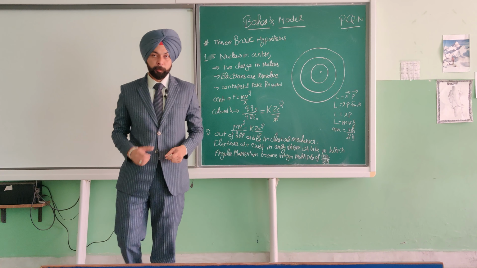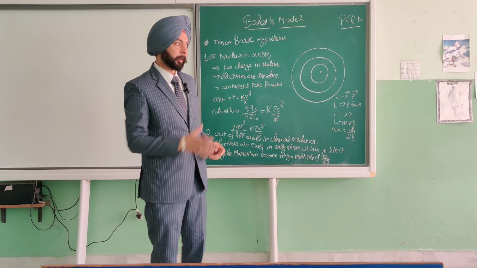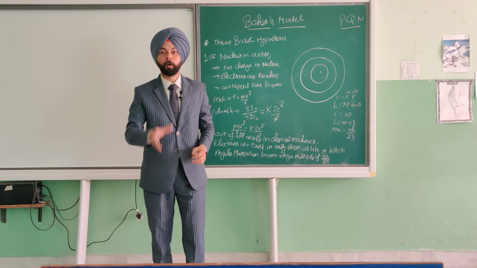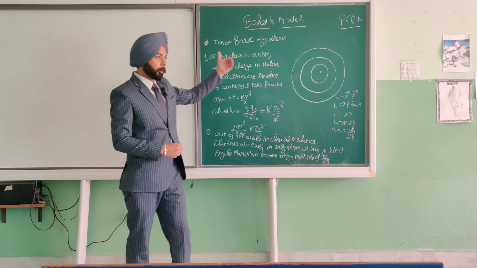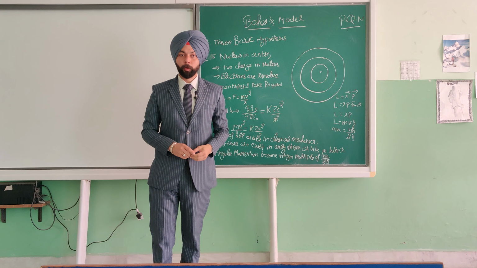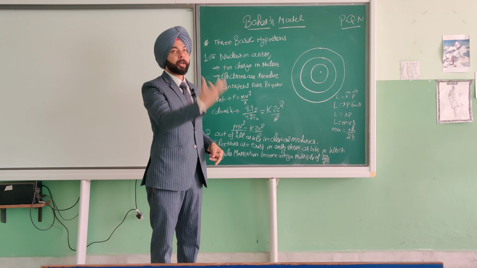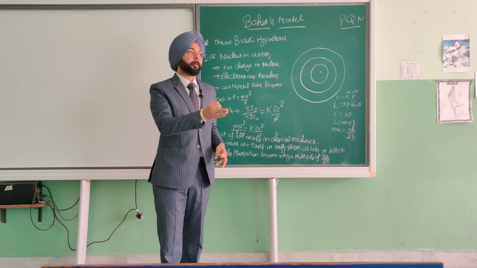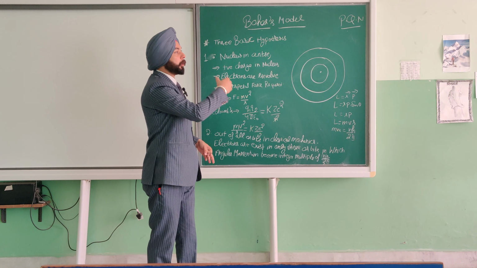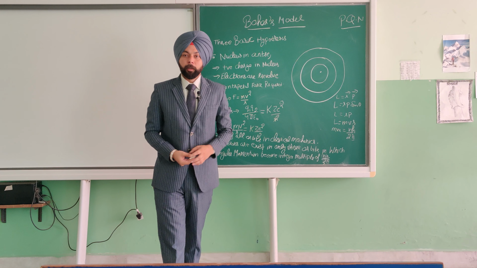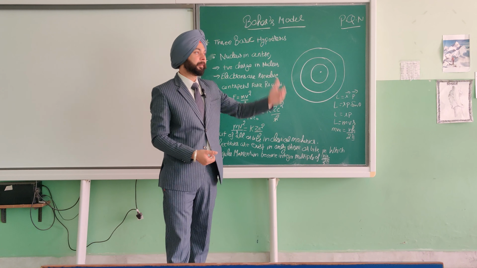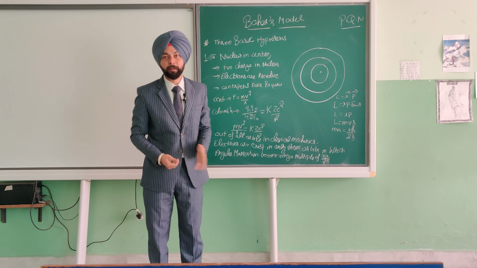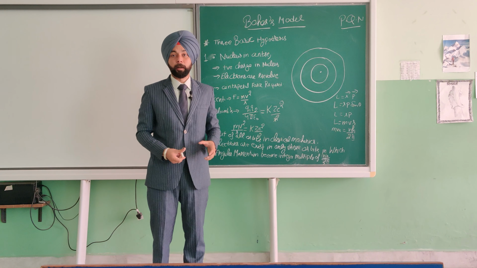Yes, students, in the previous class we had already discussed the limitations of the Rutherford model. He said that when electrons revolve around the nucleus, they radiate energy. If the electron releases energy, then at one time it would fall into the nucleus. This means he could not explain the stability of an atom.